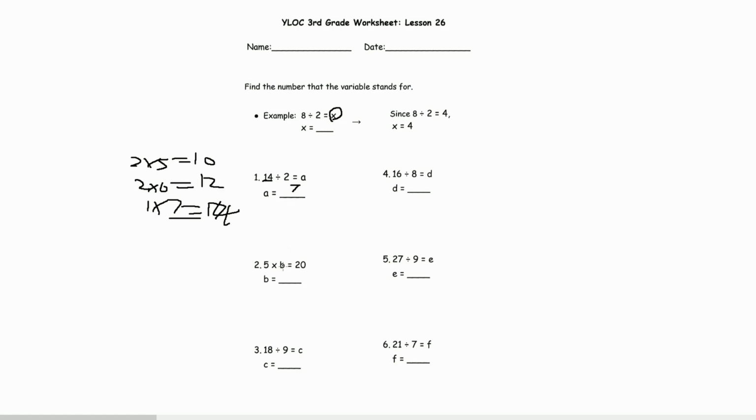And this number 2, we have the variable on this side and not the answer. So 5 times something is 20. So let's try 5 times 2. 5 times 2 is 10. Let's try 5 times 3. 5 times 3 equals 15. Let's try 4. 5 times 4 is 20, so that would be 4.